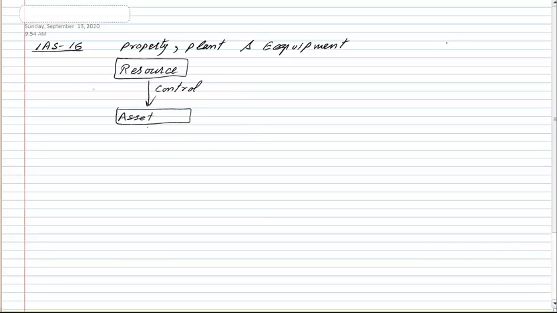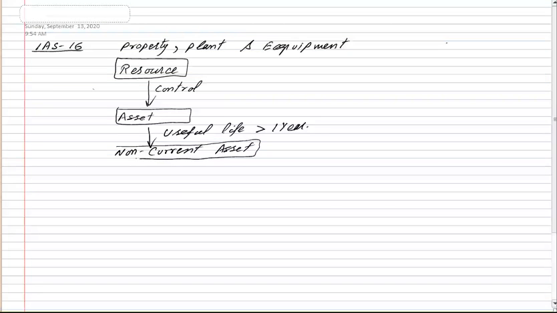Moving forward, the next term is non-current assets. Normally speaking, those assets whose useful life is greater than 1 year are called non-current assets. Those assets whose useful life is greater than 1 year, all those assets are classified as non-current assets.